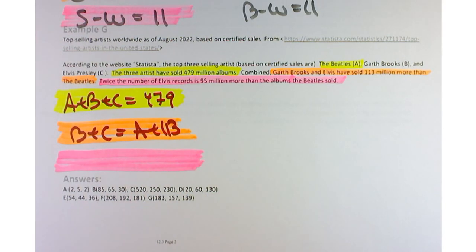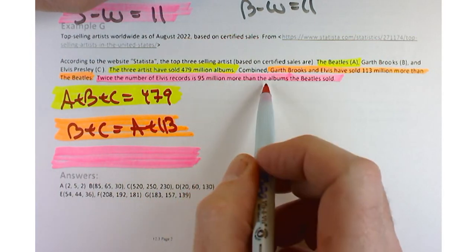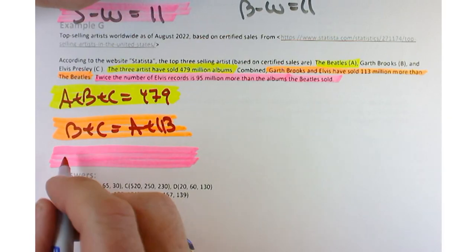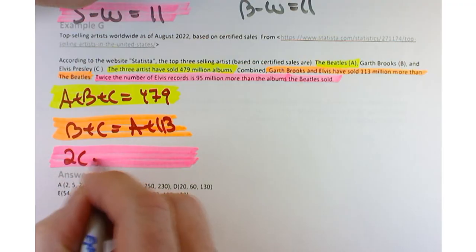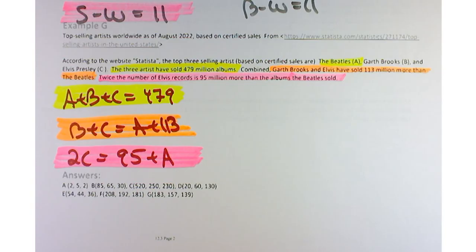Awesome. I need one last equation. Brady. Twice the number of Elvis records is 95 million more than the albums the Beatles have sold. 2C equals 95 plus A. Nice. 95 plus A. Great. And move things around as needed to finish solving. So perfect. Comments or thoughts on this last one or any of these things? All right, let's put this one in the books.